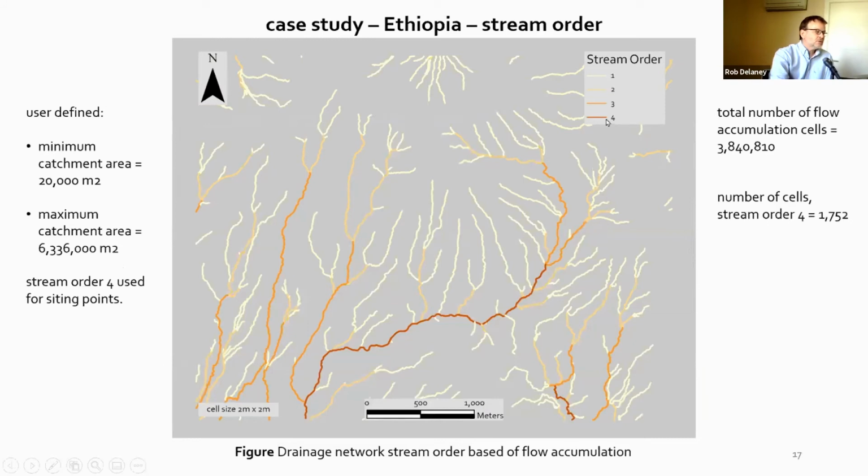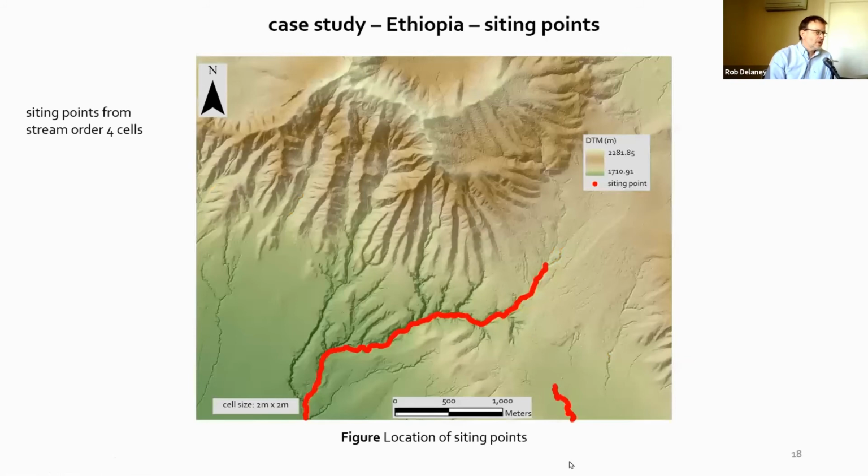We decided here to search all the stream order level 4 sites, which are in dark red here and here. And so all those stream order 4 cells are then converted into sighting points. So each red dot is a sighting point, which will then be assessed for its suitability as a water harvesting point for a water harvesting structure. You can see here it's also picked up some agricultural land at the bottom of the picture. So it's also going to assess the ability of the agricultural land for a site.